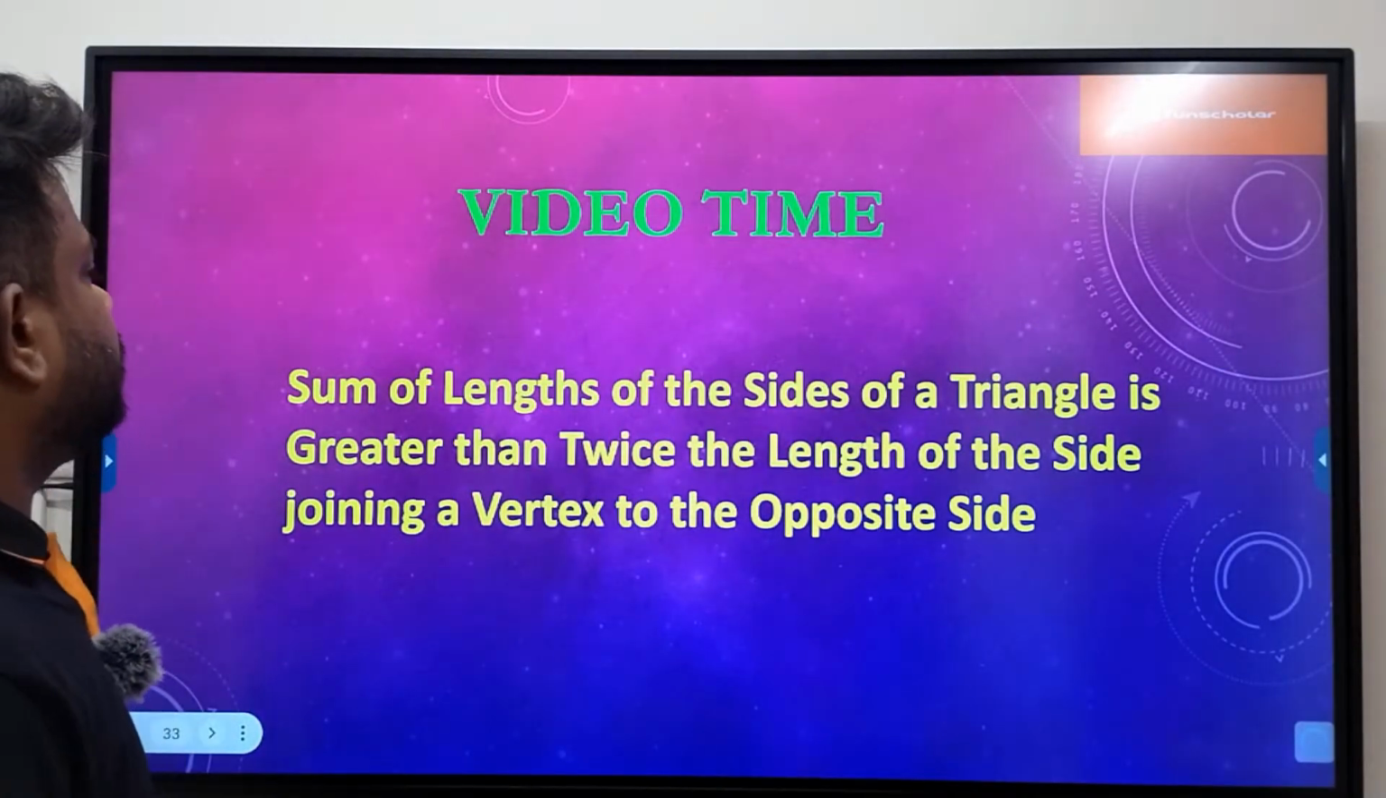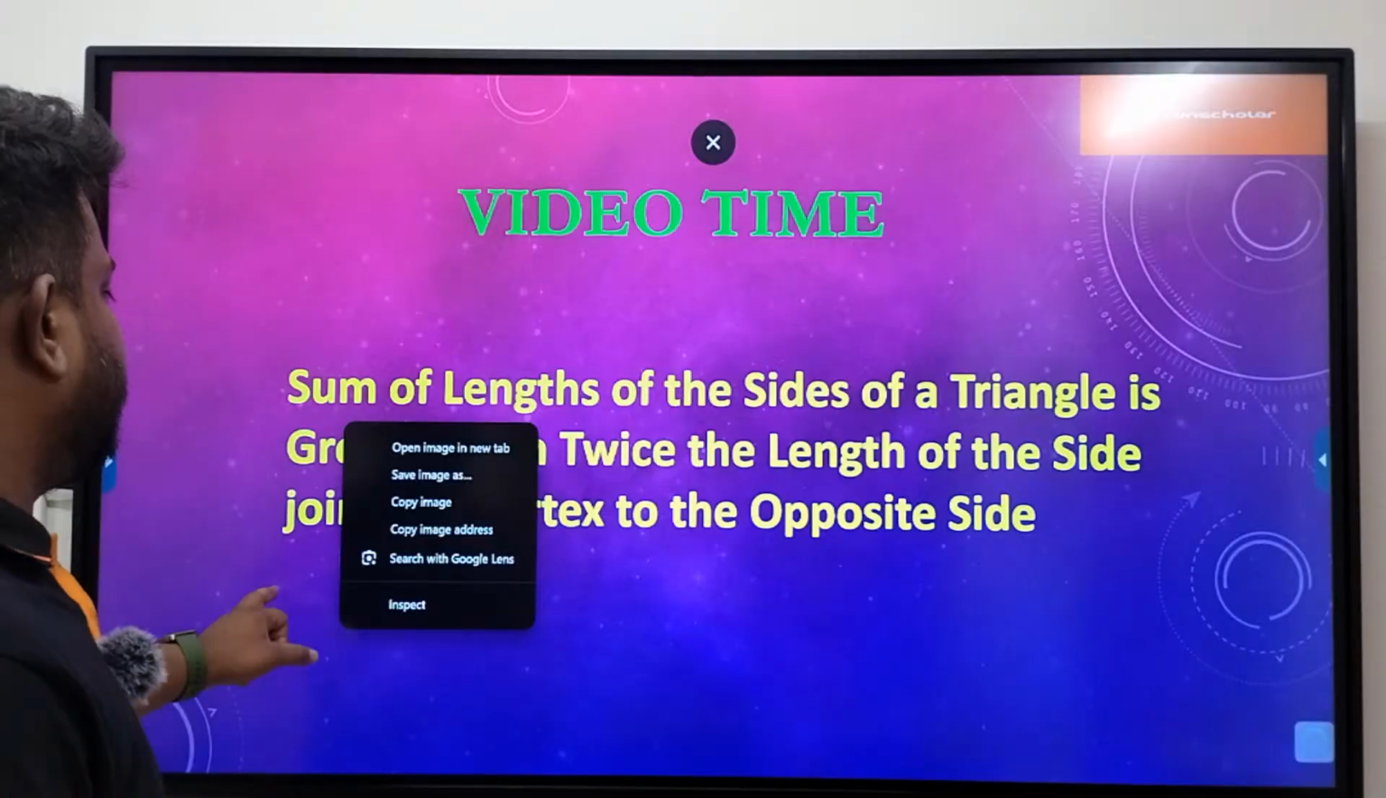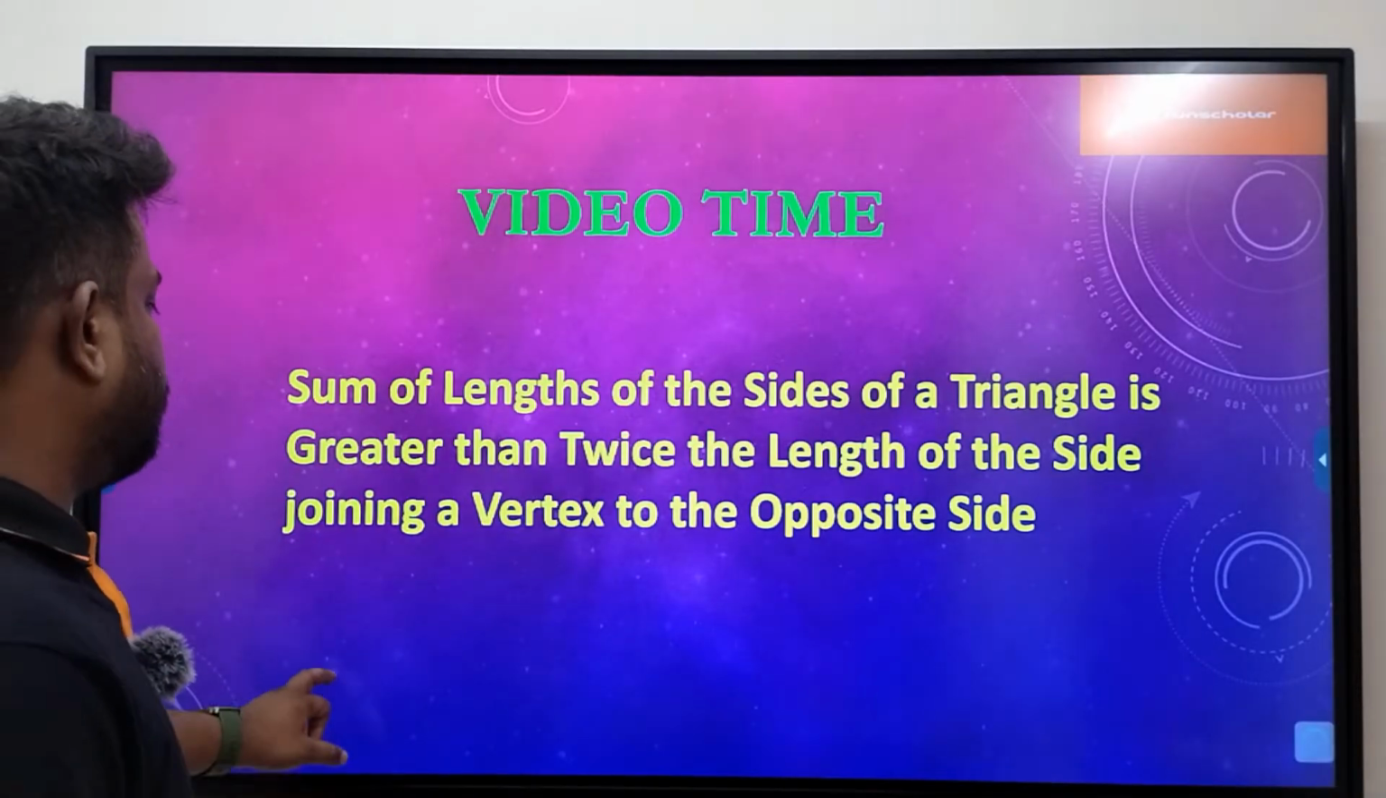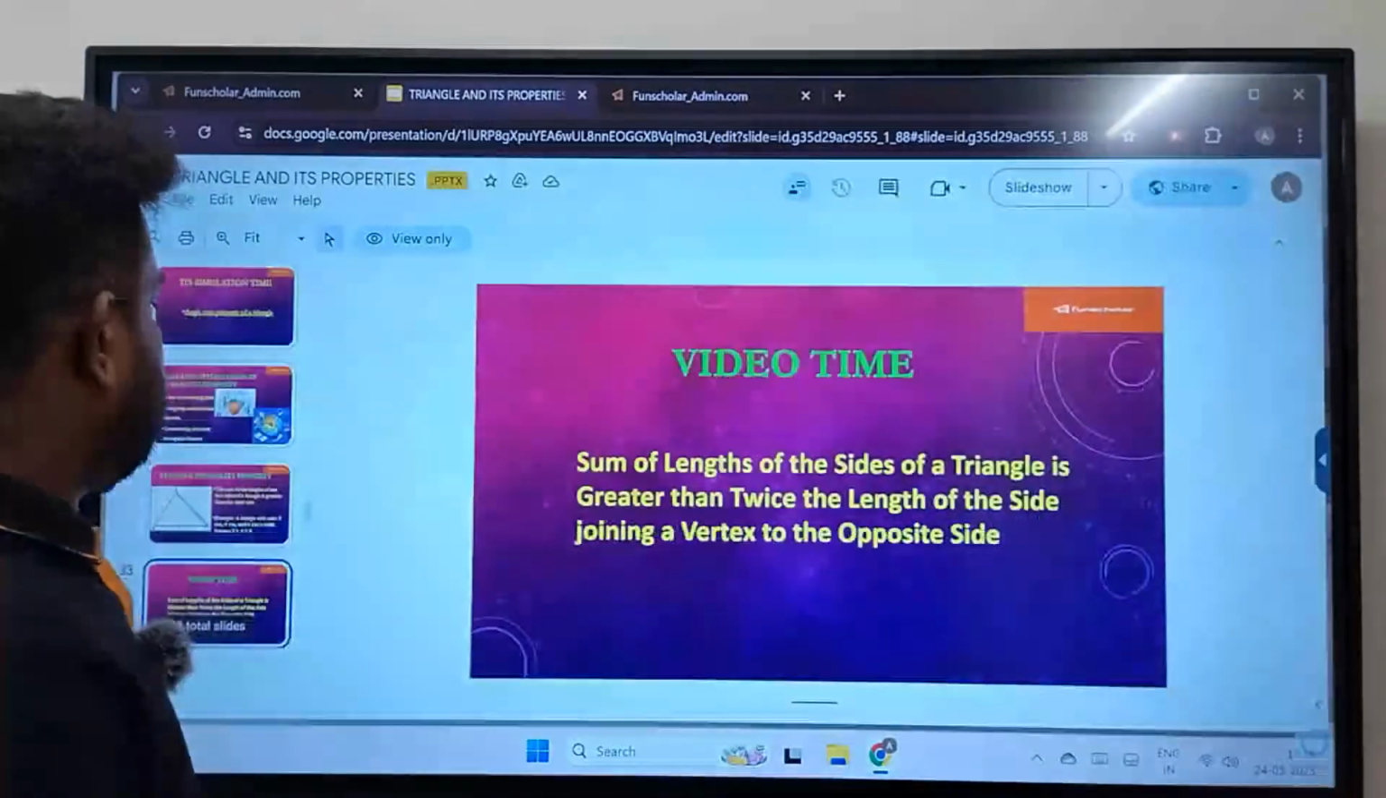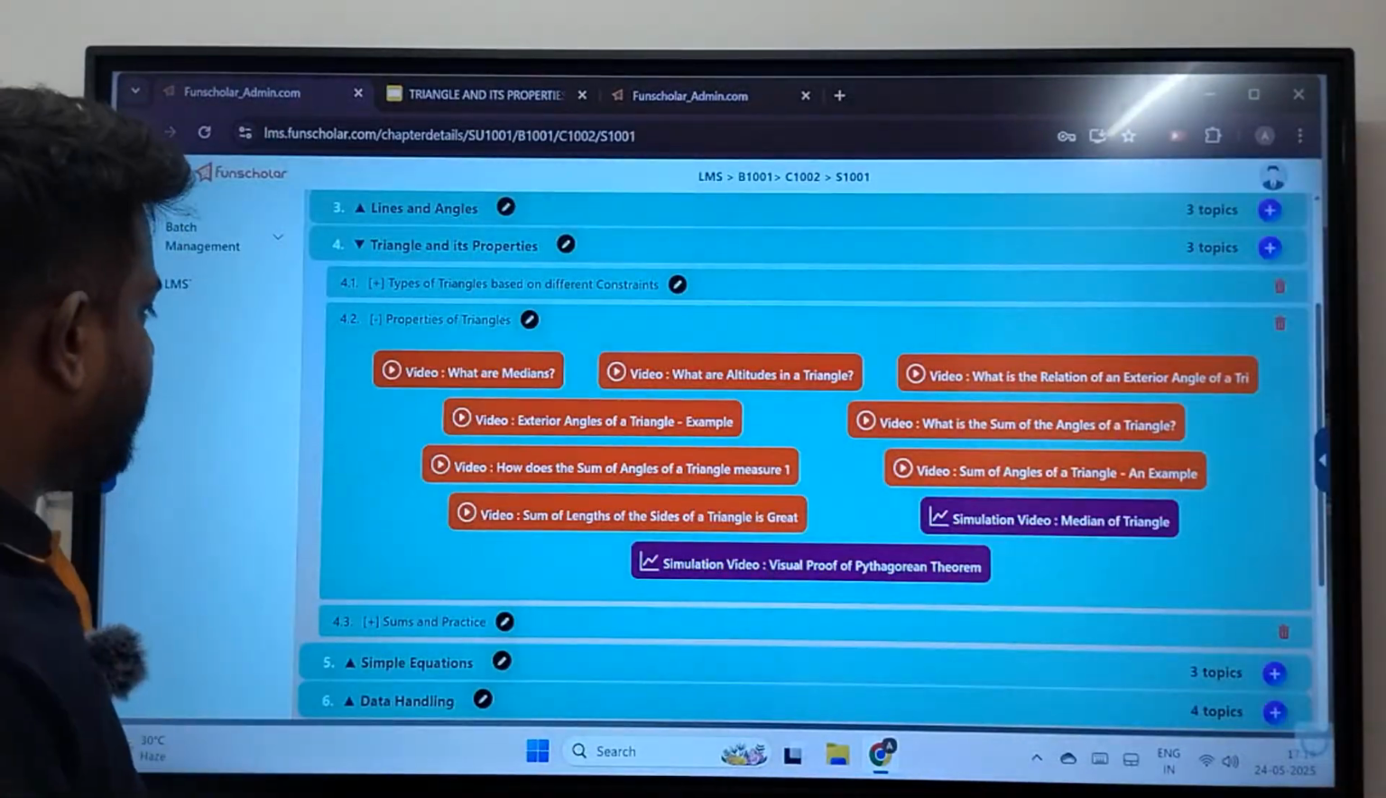So this is the triangle inequality property. Okay, and now let's watch a video. Sum of lengths of the sides of a triangle is greater than twice the length of the line joining the vertex.